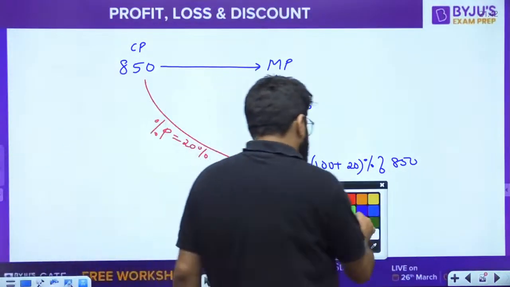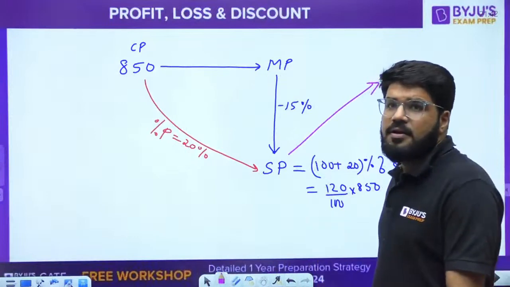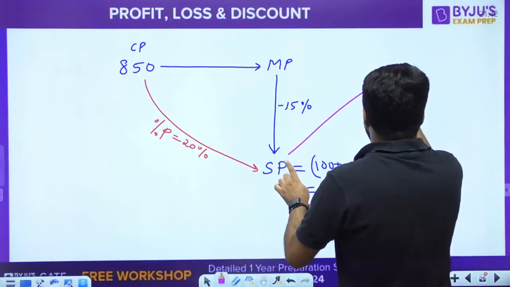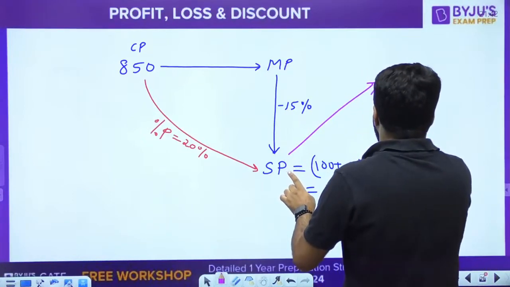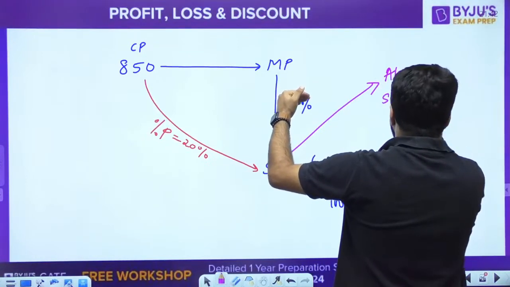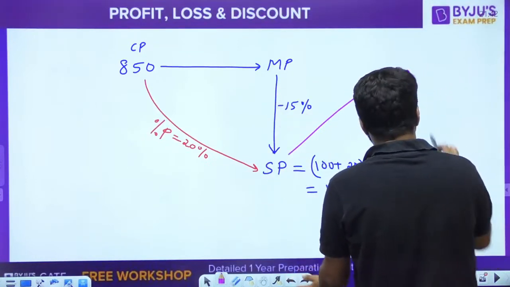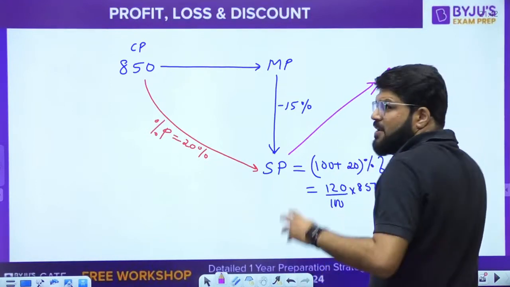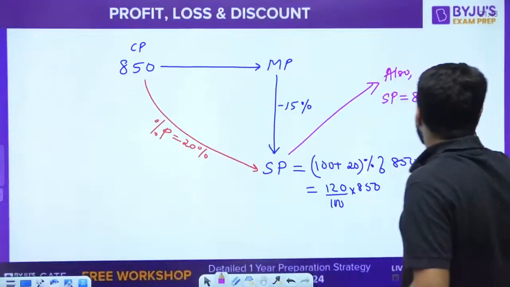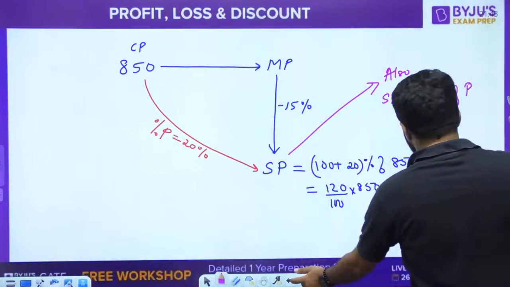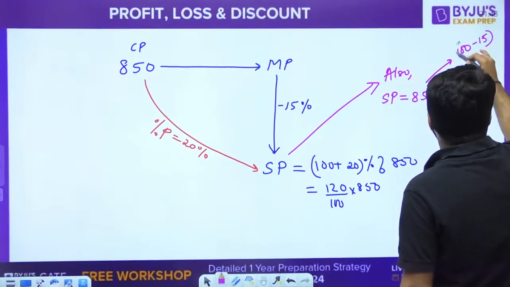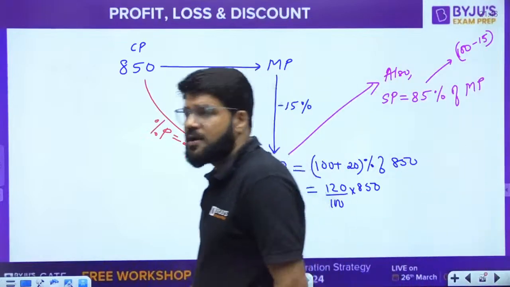But this selling price is obtained by reducing the marked price by 15%. So one more equation: the selling price has come after reducing 15%. That means 85%, I can write directly. 15% is the discount given. So if you give a 15% discount, you are selling at 85% of the marked price. 85%, why? 100 minus discount percentage. 100 minus discount percentage.